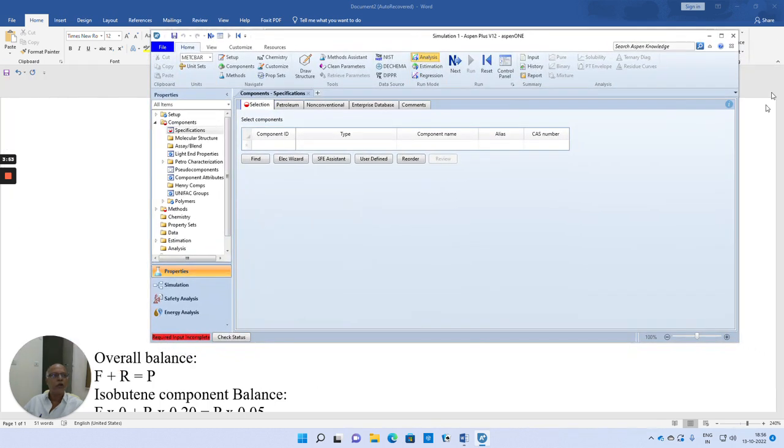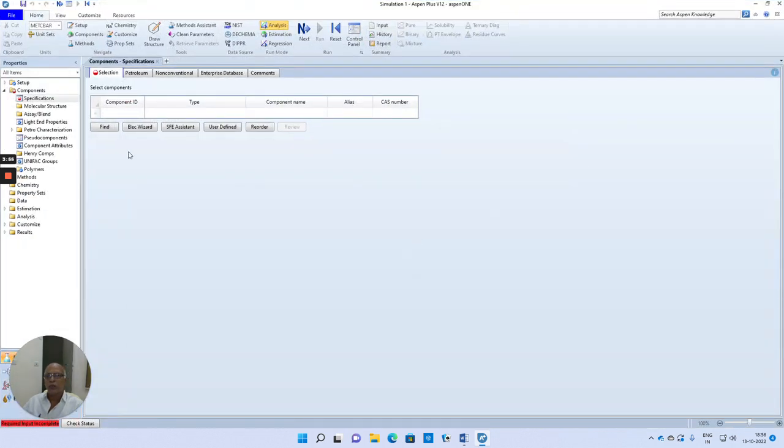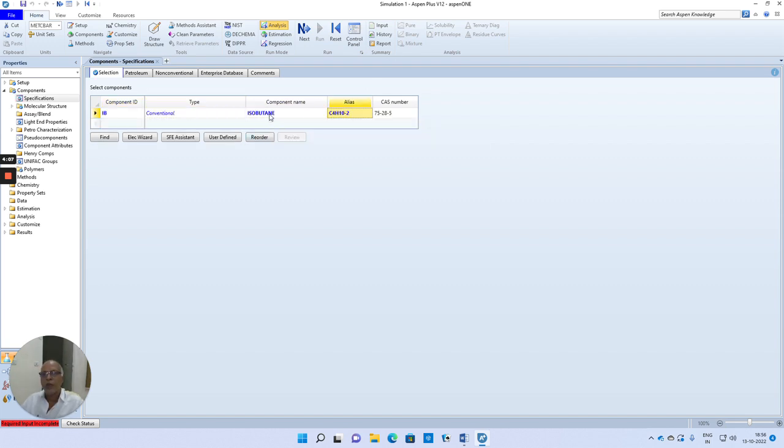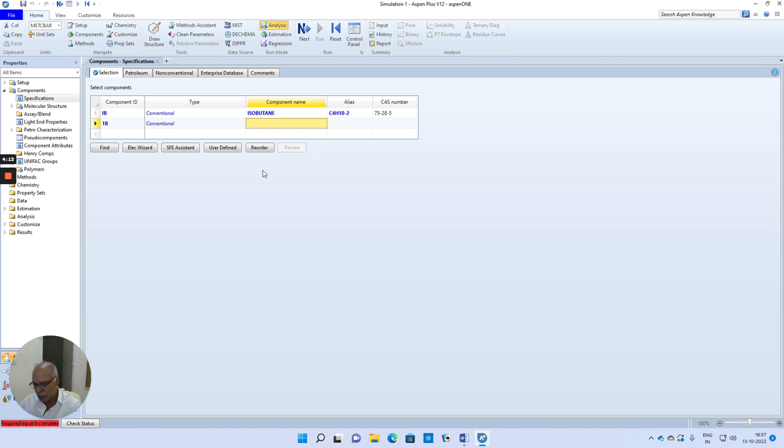Now let me go into the Aspen simulation. So the first step in any process simulation is to define the components that are involved. For example, let me call the first component IB, isobutane. And the second component, I am naming it as 1B, because the alternate name for isobutene is 1-butene. You can check up maybe later from the component list, you should be able to identify this.